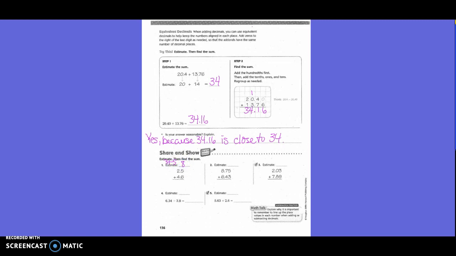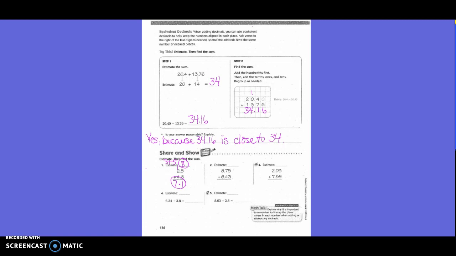Okay, now I'm going to actually add them. So what do I do first? Bring down my decimal. 5 plus 6 is 11. Put a 1, carry a 1. 1 plus 2 plus 4 is 7. So is 7 and 1 tenth close to 8? Yes. Alright, next one.